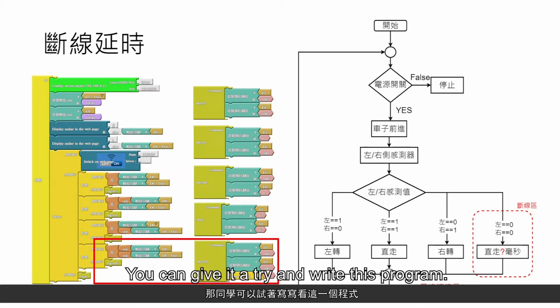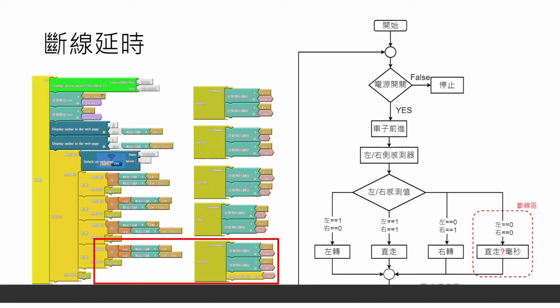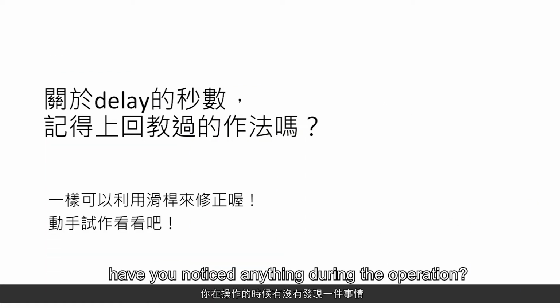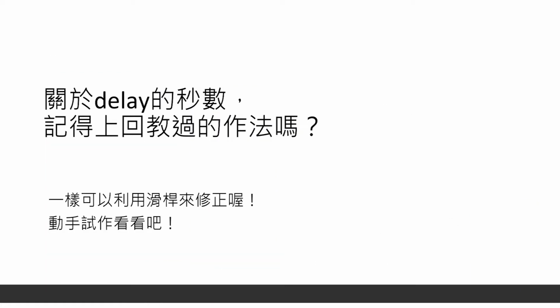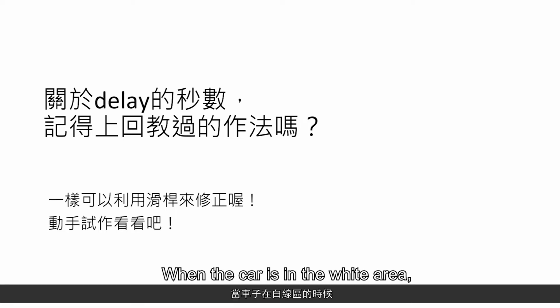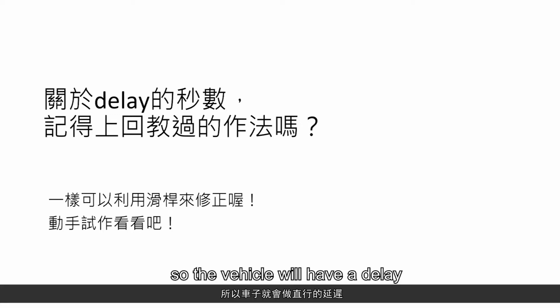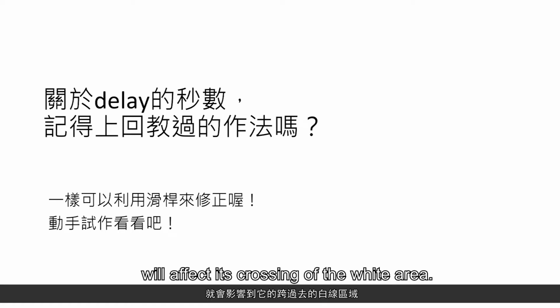You can give it a try and run this program. After the program is finished, did you notice anything during the operation? When the car is in the white area, both infrared sensors are detecting white. So the vehicle will have a delay with the moving action. The length of this delay will affect its crossing of the white area.